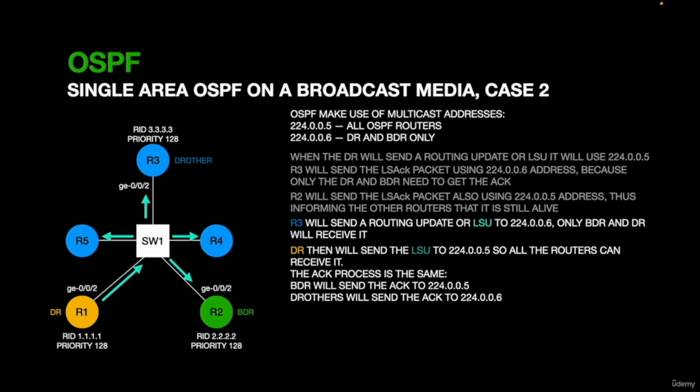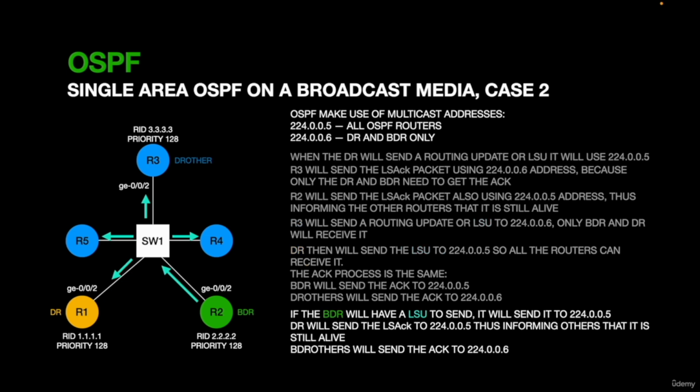The acknowledgement process is the same. The backup designated router will send the acknowledgement to all OSPF routers and the others will send the acknowledgement to the DR and BDR only. Let's say that the backup designated router has a link state update to send. It will send it to 224.0.0.5, which is the all OSPF routers address.